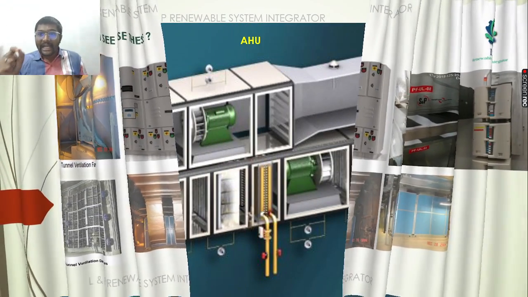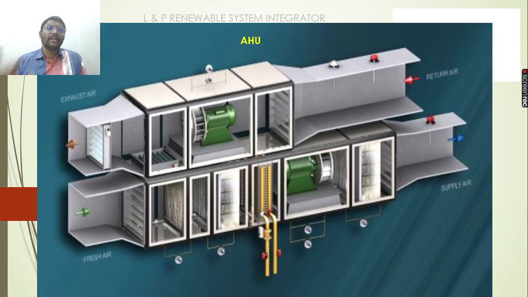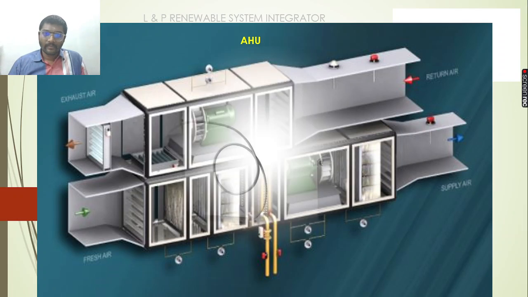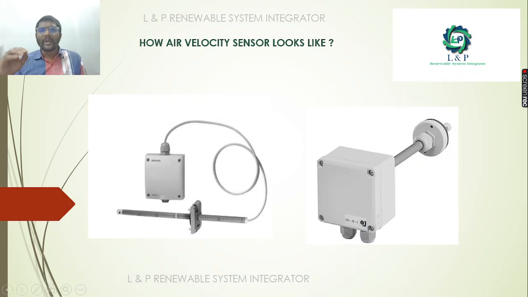The air handling unit is the most important device. Today we are going to look in detail at one particular sensor, because there are so many companies making air velocity sensors. Today we are going to discuss the air velocity sensor of Siemens. This is an example, a real photo of the Siemens air velocity sensor. There are other companies as well, but today we will discuss the Siemens one.